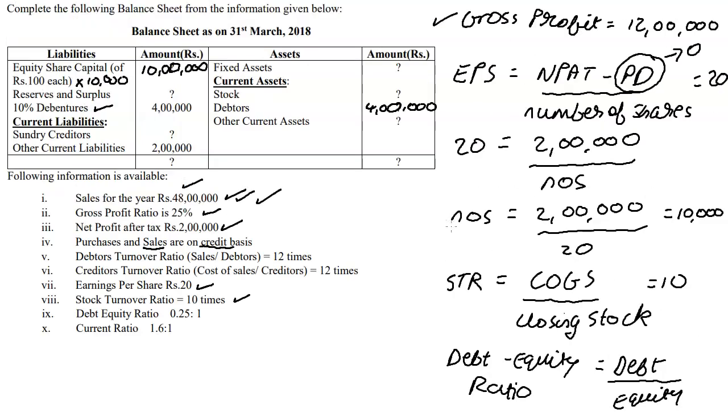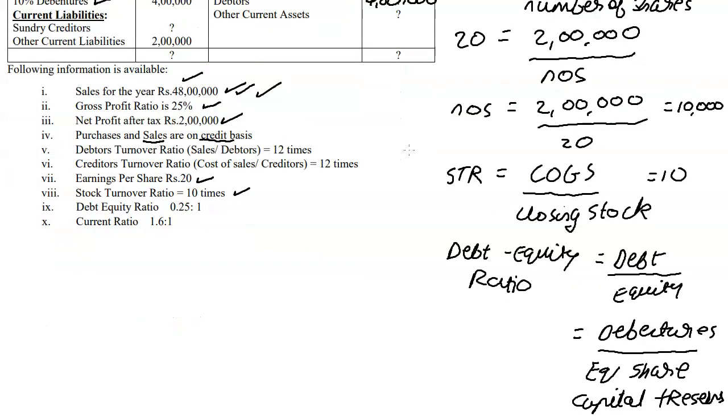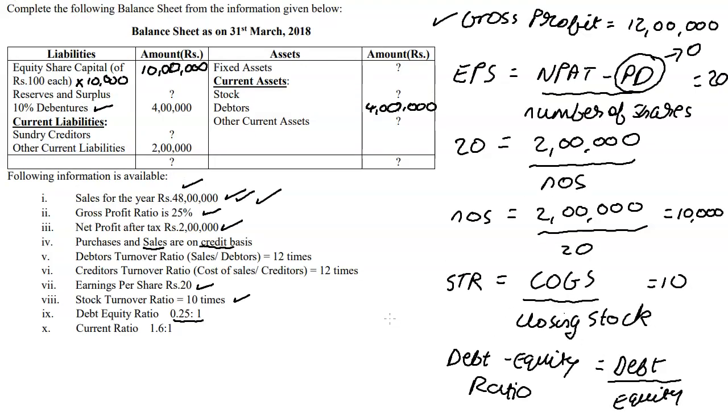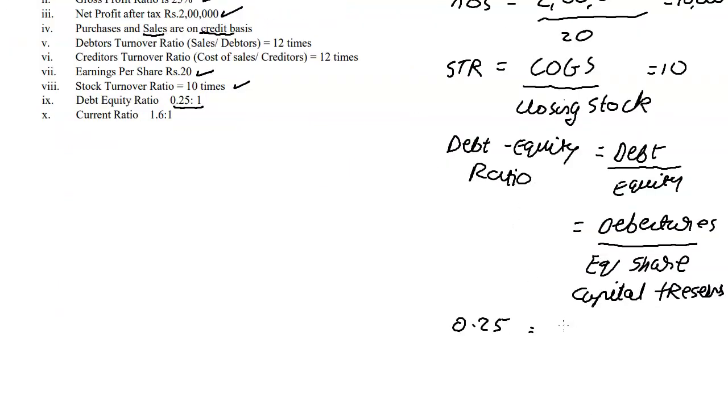Now, going back up, reserves and surplus is still unknown to me. Maybe we should take that as X, but I have the equity share capital and I have the debentures. Okay, so debt equity ratio we've been told is 0.25:1. So I'm just going to write on the left hand side 0.25 is equal to the value of debentures, which is 4 lakhs, upon the equity share capital, which I know is 10 lakhs, already calculated, plus the reserves, which I'm taking as X.